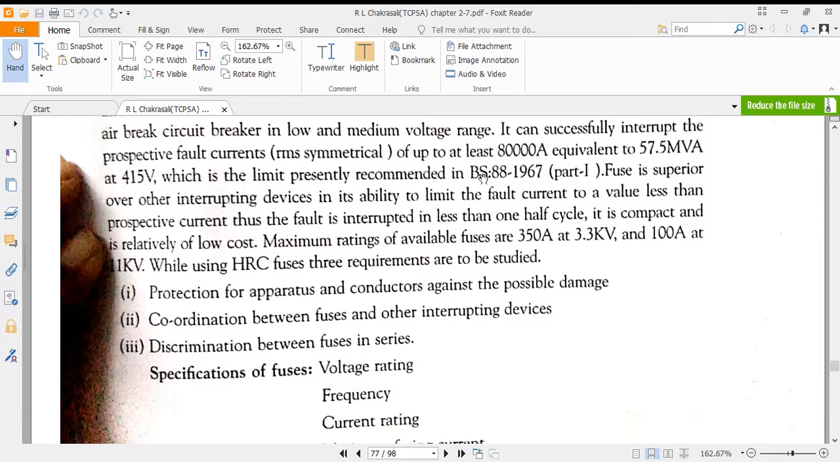These HRC fuses are very costly, but compared to other devices, fuses are economical. In that way, we can comment. Maximum rating of available fuses are 350 amps at 3.3 kV and 100 amps at 11 kV. And this is at 415 volts. If you are increasing the voltage, the current rating will reduce.